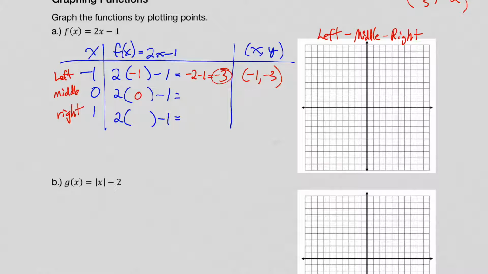Let's go ahead and put 0 in here. That's going to create 0 minus 1, which is -1. That was the easiest one. And zeros just make the x term disappear, all the x terms. And then this one is just going to be 2 times 1, which is 2, minus 1, which is 1.